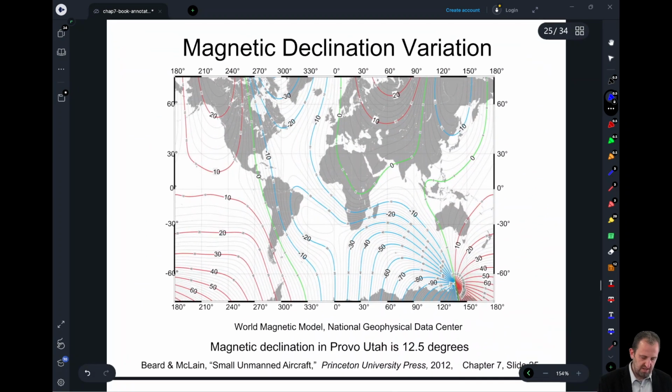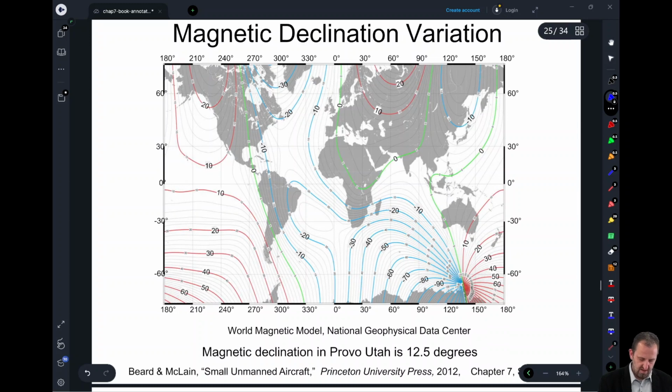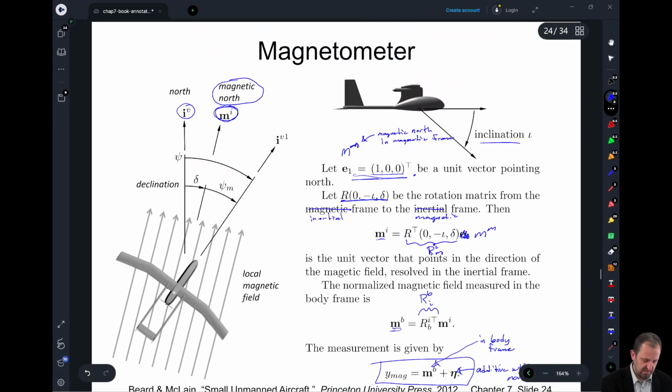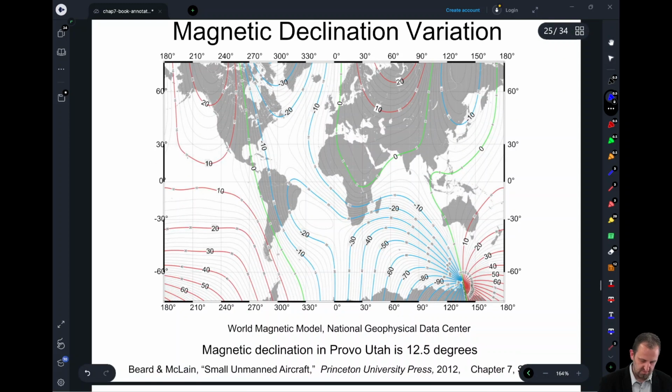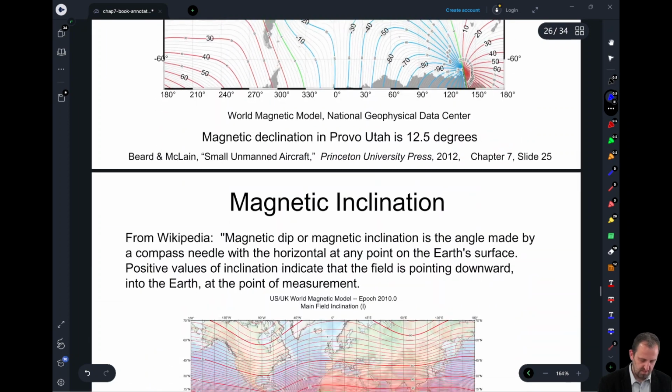The next two slides just talk about declination and inclination. For declination, based on where you are on the earth, this declination angle from the true north y-axis to the magnetic north y-axis varies as you change your position. In Provo, it's 12.5 degrees. That's where the authors are.